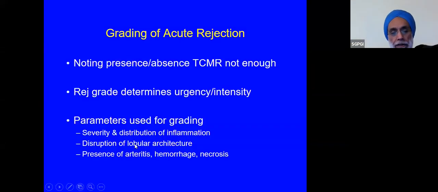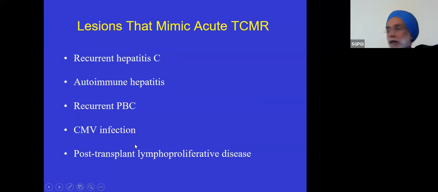The grading of acute rejection, I think I've done it. Yes. What are the lesions which mimic acute T-cell mediated rejection? Recurrent hepatitis C, autoimmune hepatitis. I've shown you some of these. Recurrent PBC, CMV. Let me just show them to you.